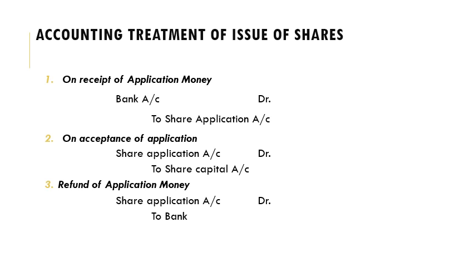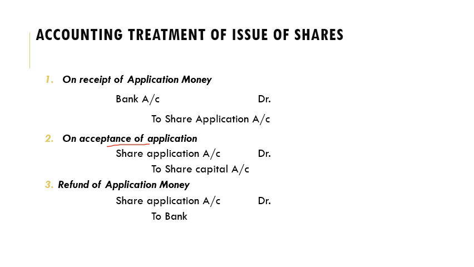Once the shareholders have applied for those shares, we got the application money. Next we have to accept the application. On acceptance, we'll transfer this application money to the share capital. So here is the journal entry for that. On acceptance of application, application money is being transferred to the share capital account: share application account to share capital.